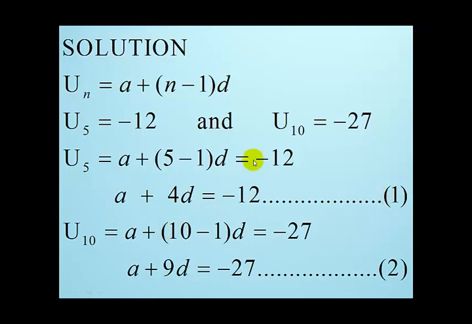Now we also have it that u10 is equal to minus 27. That is the 10th term of the linear sequence equals minus 27. So wherever we see n in the nth term formula, we also substitute 10. And so in doing that, we have u10 equals a plus 10 minus 1 times d, and this is equal to minus 27. Now 10 minus 1 is 9, and 9 times d is 9d. So we have a plus 9d equals minus 27, and this is our equation 2. These are the two equations that we are going to solve for the values of a and d, where a is the first term and d is the common difference of the linear sequence.